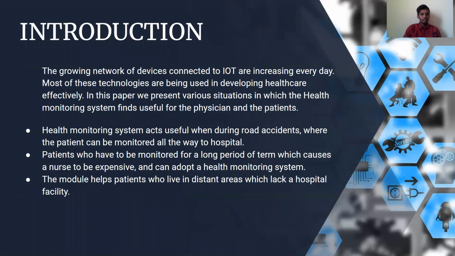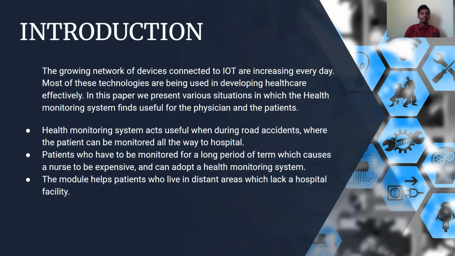Moving on to the introduction, the use of IoT is increasing day by day, and the number of devices connecting to the IoT is increasing every day. According to research, by around 2025, there will be 6 billion devices connected to the internet. So we can actually see this as an advantage in health monitoring systems and healthcare development. How can this be an advantage? Let's take three main common uses.